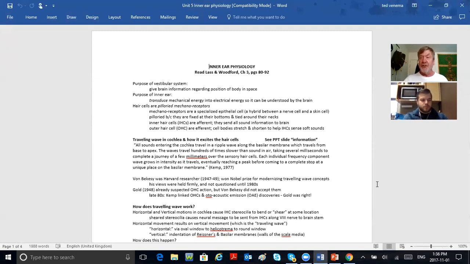The cochlea changes that mechanical energy into hydraulic up and down energy. In other words, a transverse wave. Sound waves in air are longitudinal: compression, rarefaction, compression, rarefaction. Water waves go up and down, and the up and down of a water wave is perpendicular to its movement going left or right.